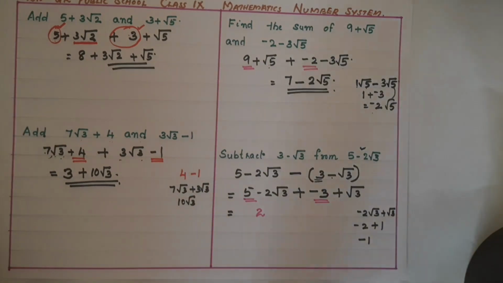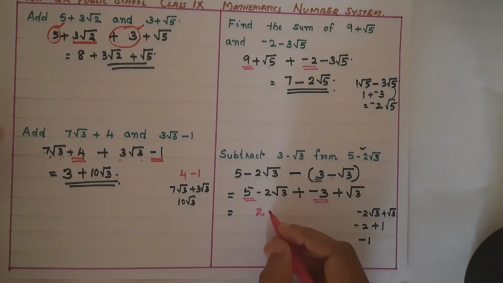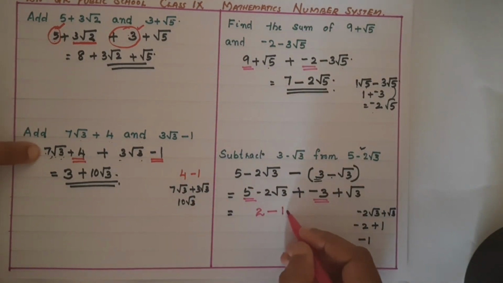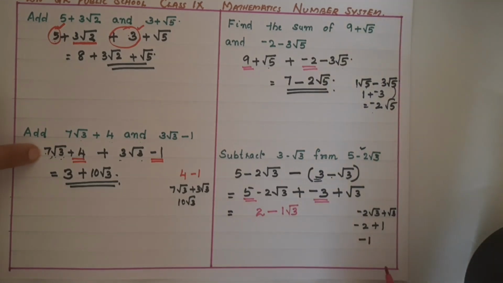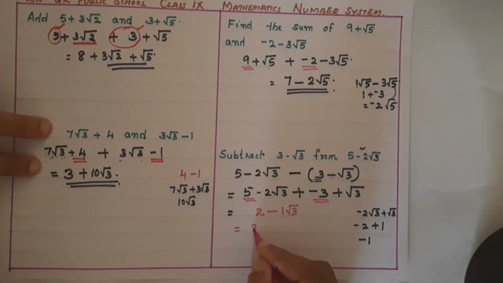So what is the answer? 2 minus 1 root 3. Okay. And simply we can write 2 minus root 3.